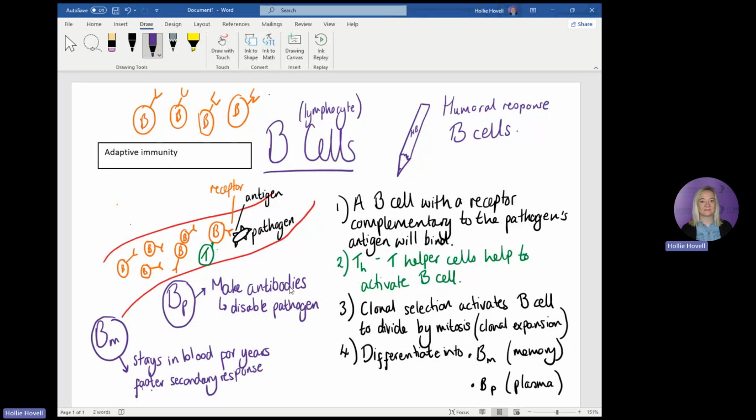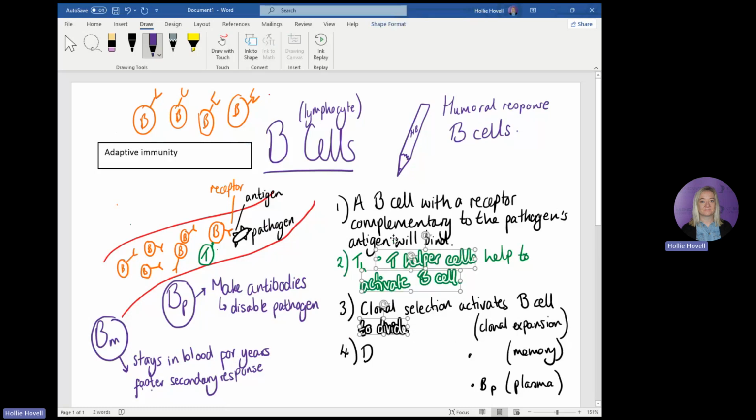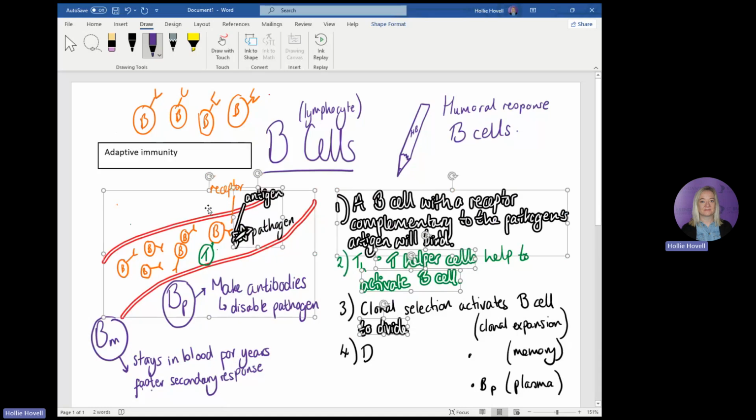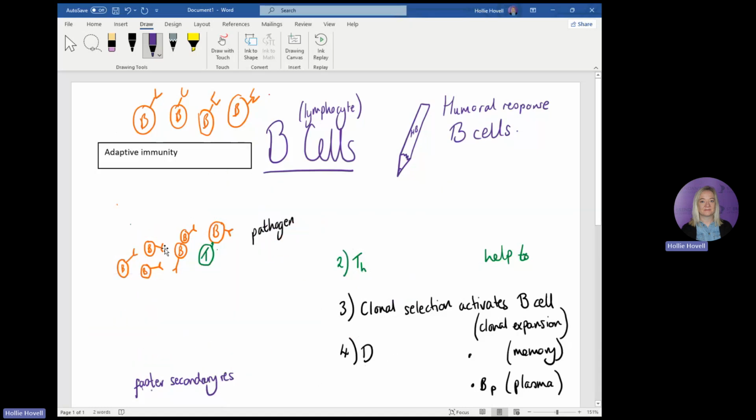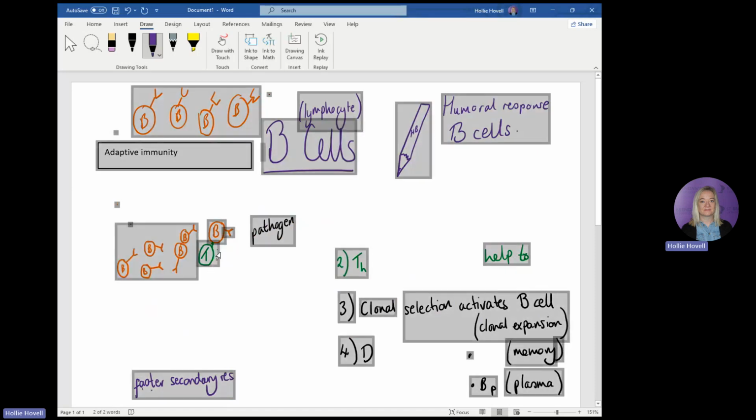Okay, so that's B cells. So make sure you've written that out. Make sure you've got that on a revision card or something, a summary of those 4 points, and then what the 2 different types of B cells actually do. So the next section of this that we're going to do is T cells. So remember, this system is all made up of B cells and T cells. So the next one is T cells.